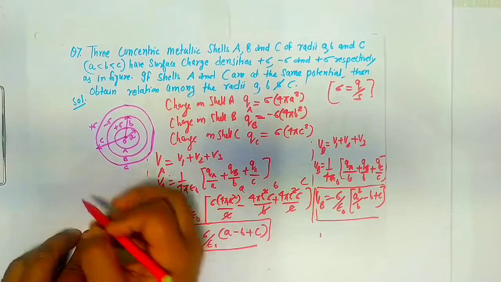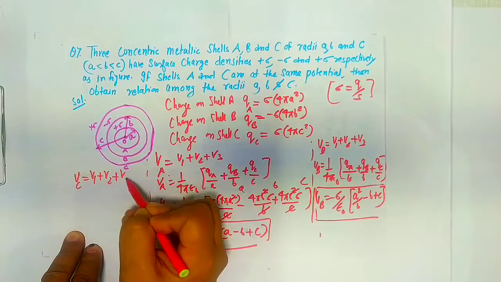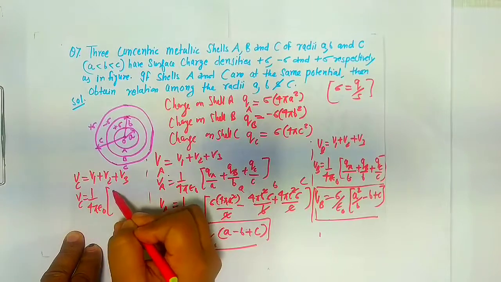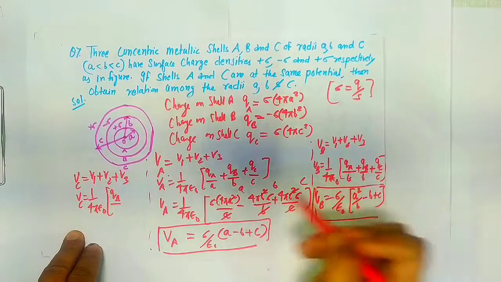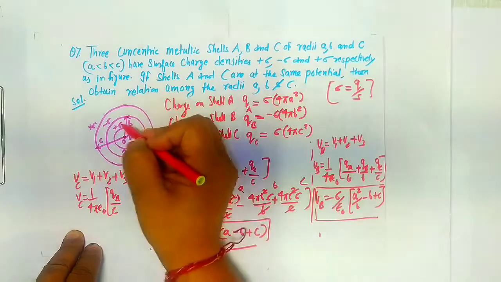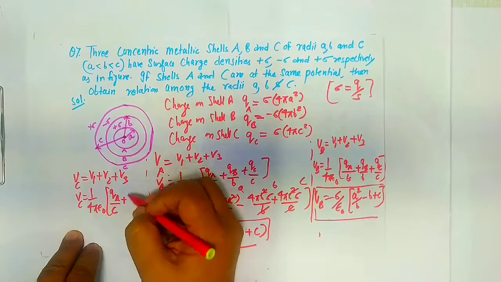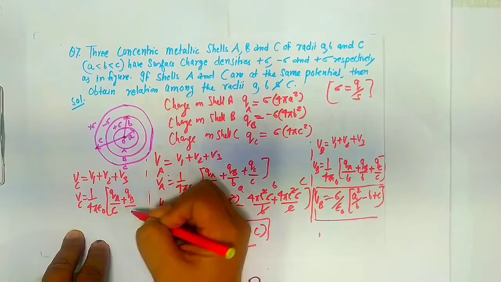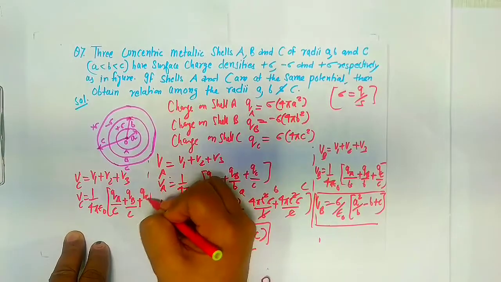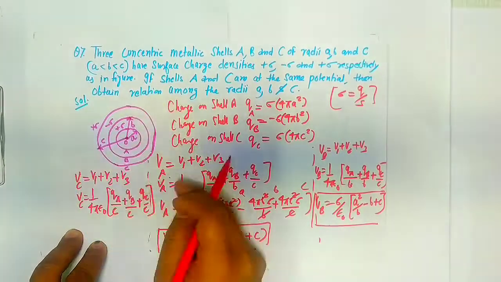Now similarly, we will take on C. See, VC will be V1 plus V2 plus V3. And you know, VC will be again the same, 1 upon 4 pi epsilon naught. In bracket, can anyone tell me what will be the answer? QA. Now the distance from A will be the outer one, so QA by C. From B it is also outer, so QB by C. And from C it is QC by C. Got it or not? Why we have taken C? Because we are taking the outer distances.